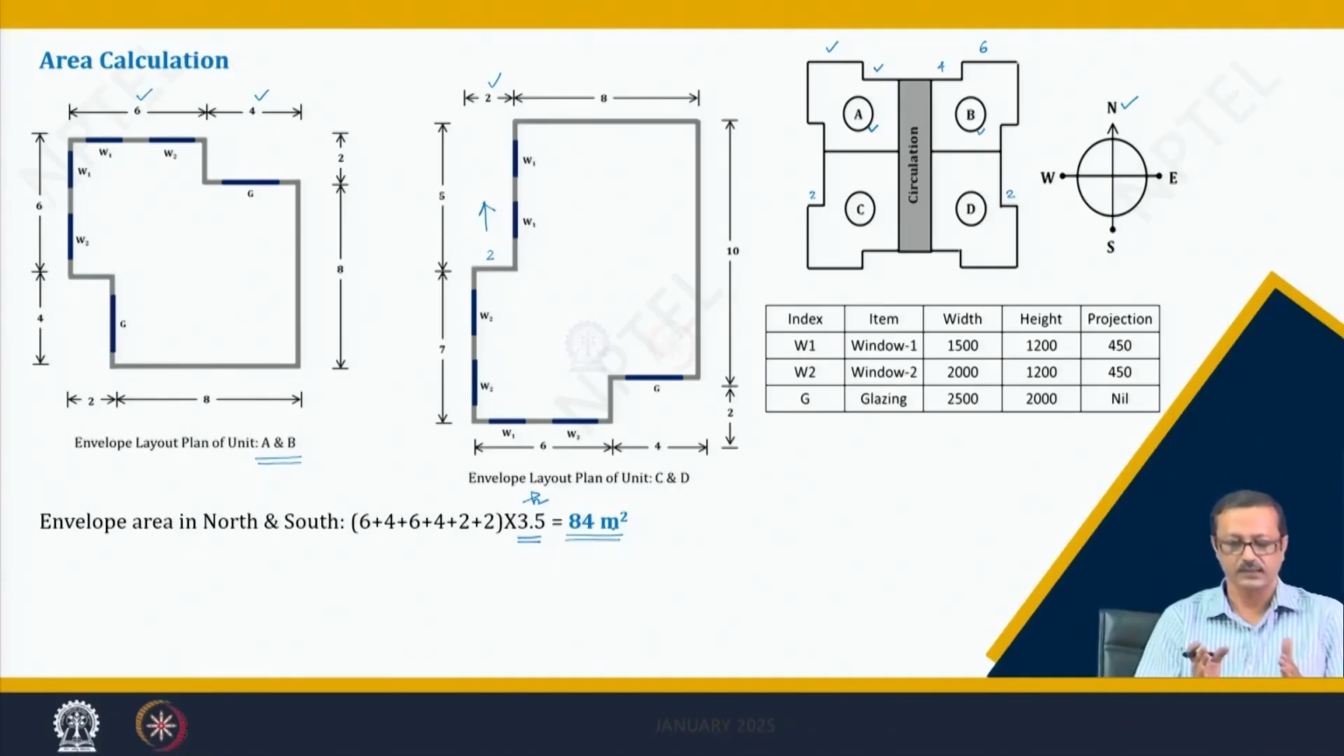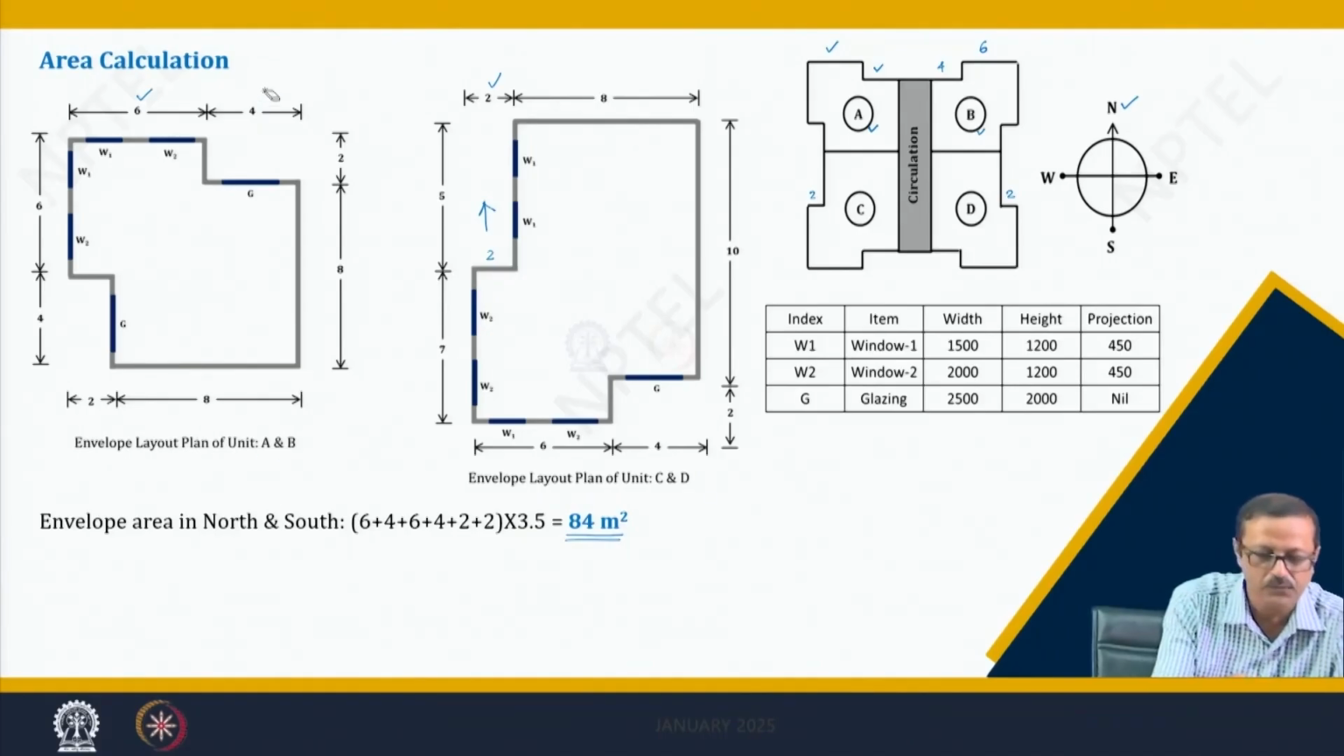So, what I did in gist, I have taken the whole length of the north facade wall, 6 plus 4 and again there are 2 meters, and multiplied that with the floor height h, which is 3.5, that gives me 84. So, that will come down to be 84 meter square.